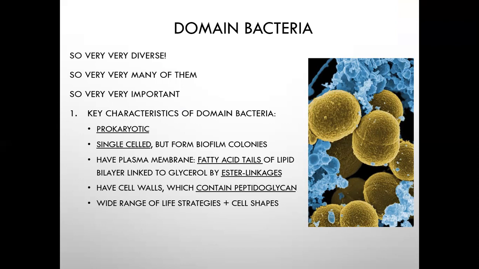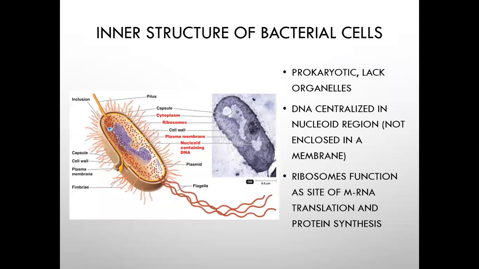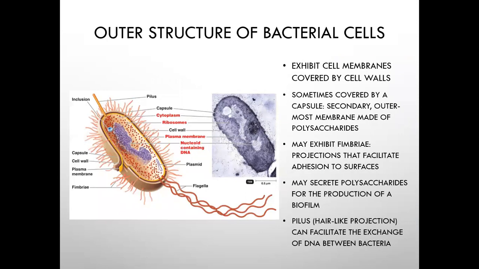They also have cell walls which contain peptidoglycan. That's going to be an important feature we'll talk about. And also they have a wide range of life strategies and cell shapes. If you think about the inner structure of bacterial cells, they don't have organelles. They've got a nucleoid region as well as ribosomes, but not too much going on in their inner structures. On the outside, remember they've got the cell membrane covered by cell walls.